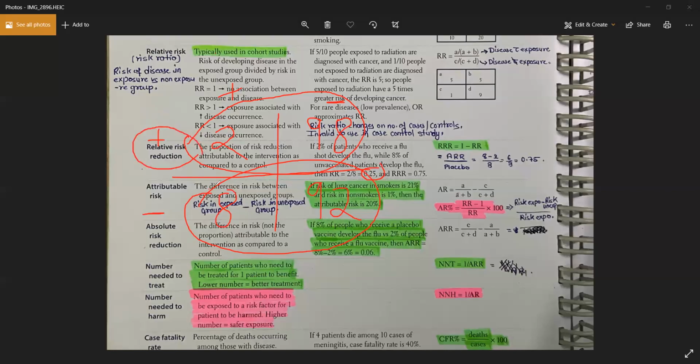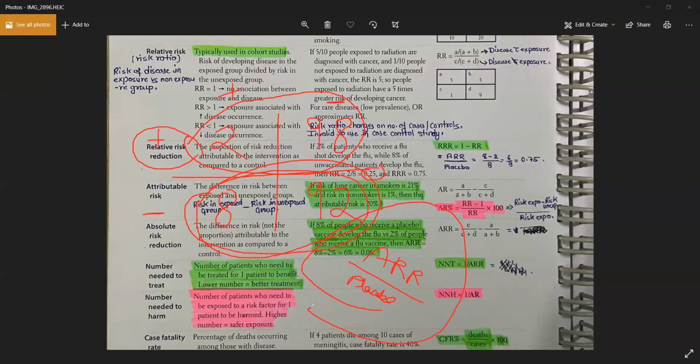And when I want to know about the relative risk reduction, then I want to compare it with all individuals who have the risk of developing the disease when they do not get the flu shot, which means the absolute risk reduction divided by all the individuals who do not get the flu shot, or I can say the placebo maybe. Do you understand this formula?